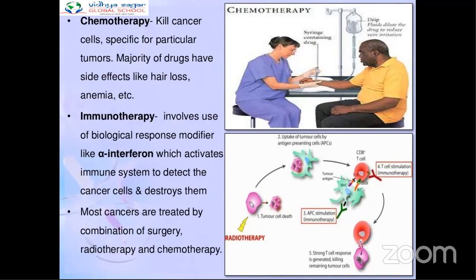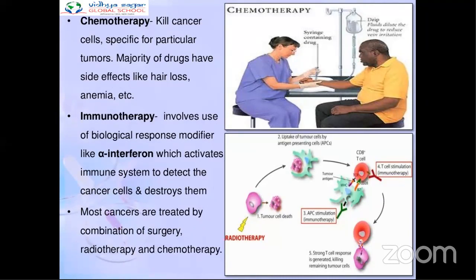And the last one is immunotherapy. Immunotherapy involves the use of biological response modifiers, like alpha interferons. We studied interferons in the beginning, in innate immunity, cytokines, barriers. Alpha interferon is a protein which activates the immune system to detect cancer cells and destroy them. Most cancers are treated by a combination of surgery, radiotherapy, and chemotherapy. All three together they will do to treat cancers.